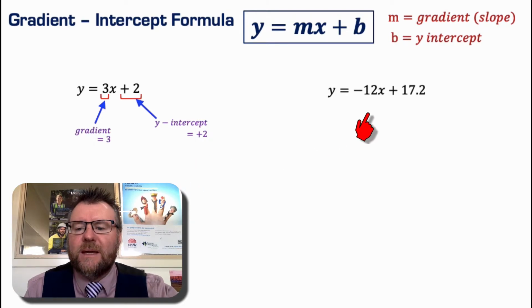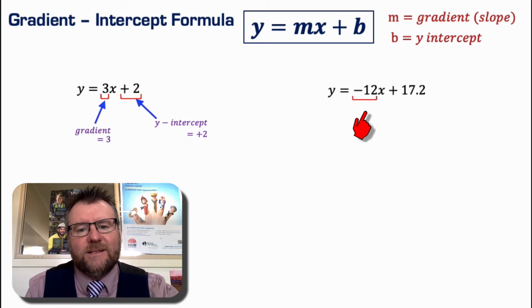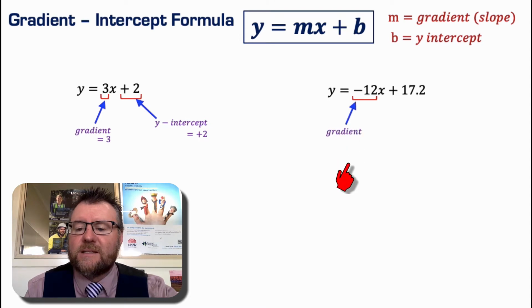Let's have a look at another one. Don't freak out that there's decimals in this. They could be fractions. They're still numbers, but the rules are still the same. The coefficient of x, the number in front of the x, the negative 12, is my gradient. So I'd say it has a slope of negative 12.